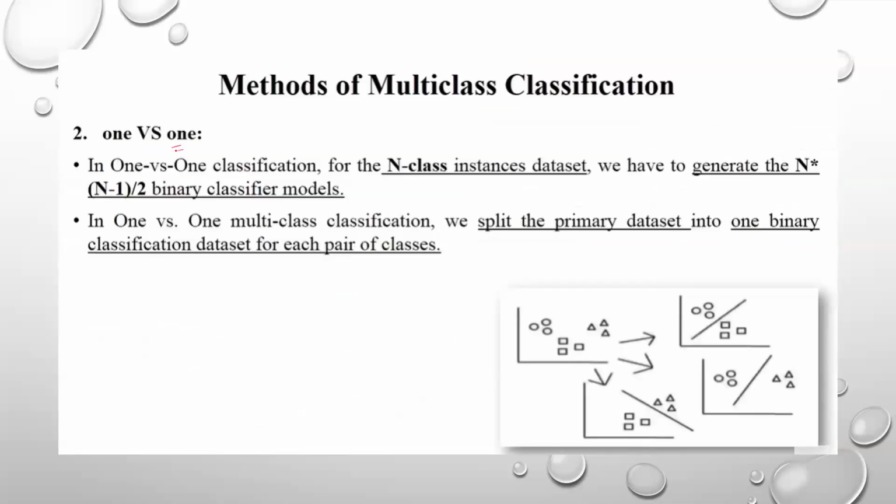And what about this one versus one? In one versus one classification, if we have n class instances, we have to generate n times n minus 1 divided by 2 binary classifier models. In one versus one multi-class classification, we split the primary dataset into one binary classification dataset for each pair of classes. See this example. First we have taken these two, then these two, then these two. Earlier it was green versus red and blue. Here it is not like that; it is green versus red, red versus blue, and blue versus green. Like that we are going to create 3 different classifiers.